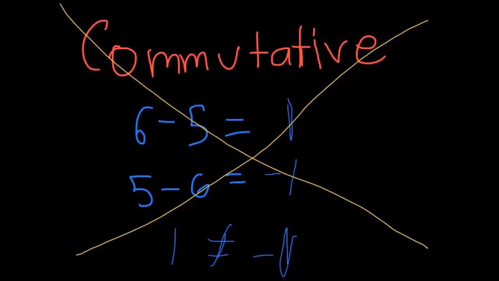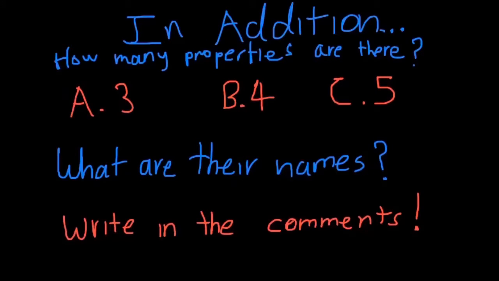Alright. Should I give you a quiz right now? Alright. Don't worry, it's just a quiz. Okay? Here, very simple. I'll read it for you. How many properties in addition are there? A, 3, B, 4, C, 5.